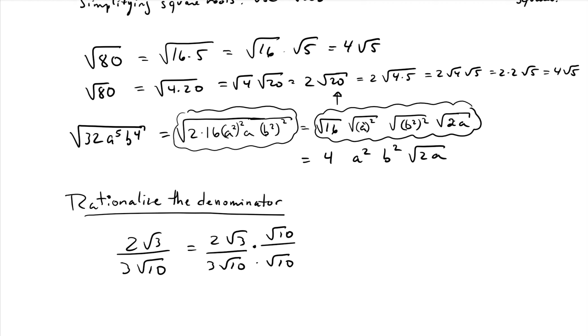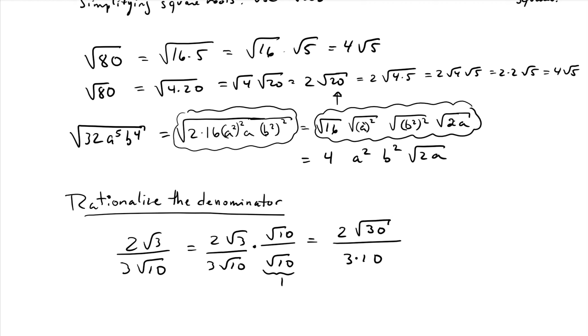So if I multiply and divide by root of 10, I'm essentially multiplying by 1, right? So I haven't changed anything. But what's cool now is that root of 10 times root of 10 is just 10, right? So I've removed the radical in the denominator. That's called rationalizing the denominator. And in the numerator, this becomes 2 root of 3 times root of 10, which I can write as 2 root of 30.